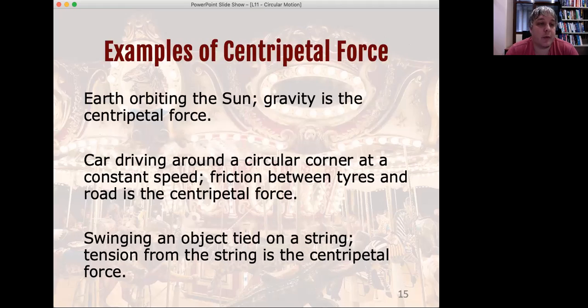Some examples though: we've got the Earth orbiting the Sun, where gravity is the centripetal force. A car driving around a circular corner at a constant speed has friction between the tires and the road as the centripetal force. I want you to visualize these scenarios and picture this force acting on the object towards the center of its circular path. And the last one, swinging an object tied on a string: the tension from the string itself is the centripetal force on the object.